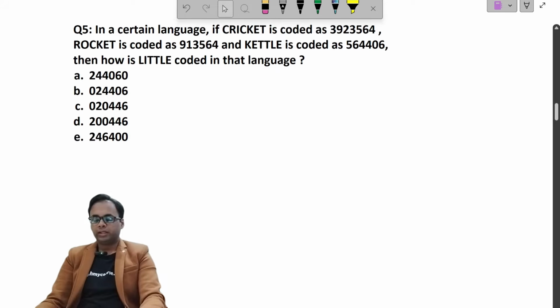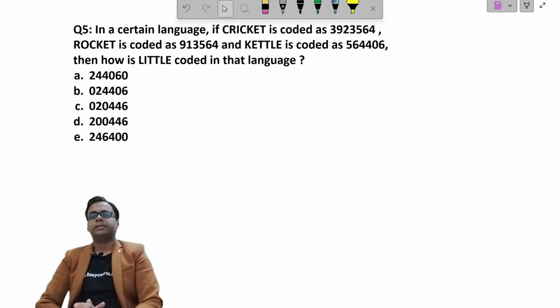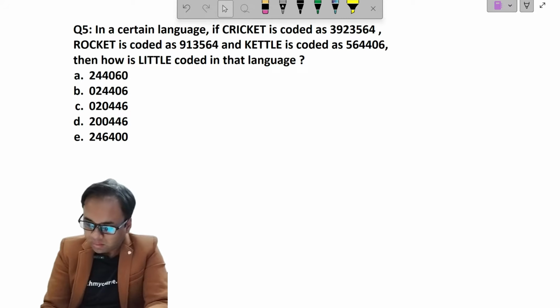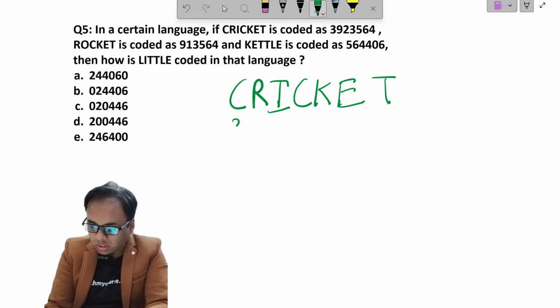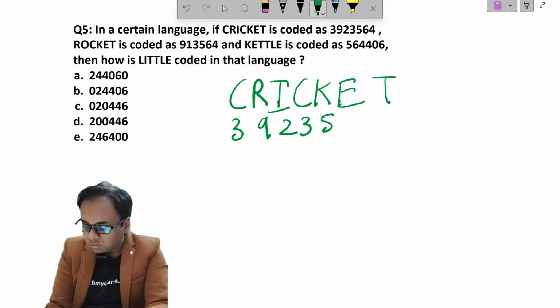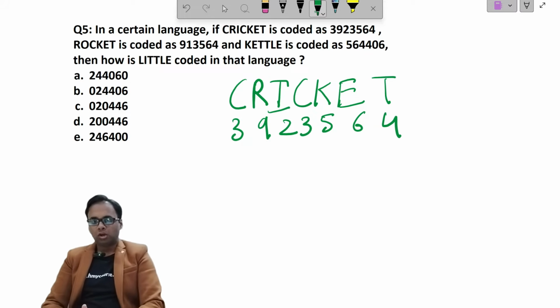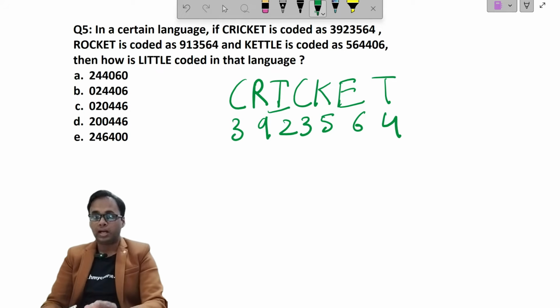In a certain language, if cricket is coded as 3923564, rocket is coded as 913564, and kettle is coded as 564406, then how is little coded in that language? For that, first of all, I should know the meaning of each individual letter. Let me write cricket. Cricket is coded as 3, 9, 2, 3, 5, 6, 4. But I cannot say for surety what each letter means unless it is specified in the question.